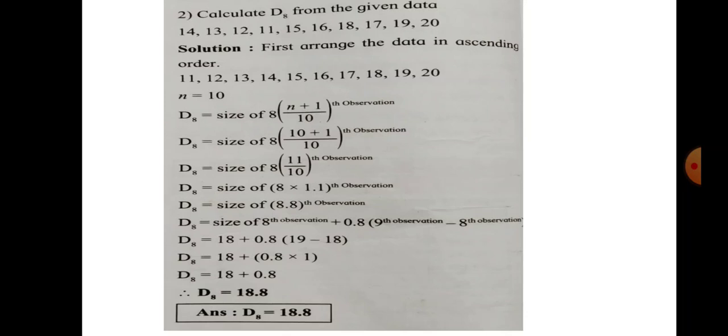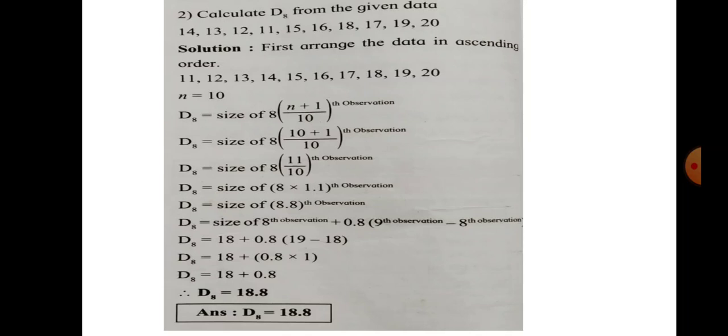In the next step, D8 is equal to size of 8 into (10 plus 1 upon 10)th observation. Then D8 is equal to size of 8 into (11 upon 10)th observation. Then D8 is equal to size of (8 into 1.1)th observation. So D8 is equal to what? Size of the 8.8th observation.